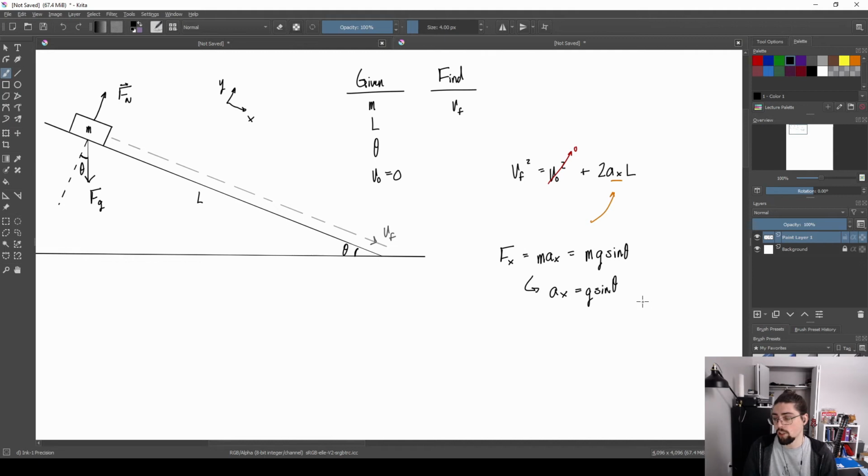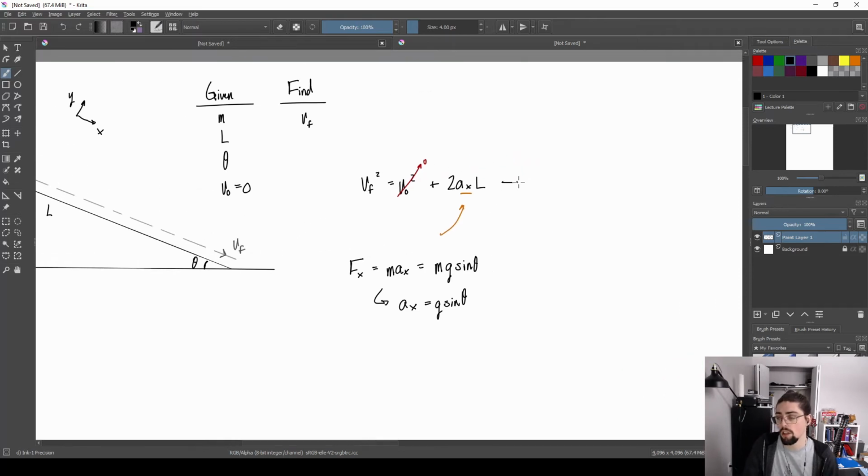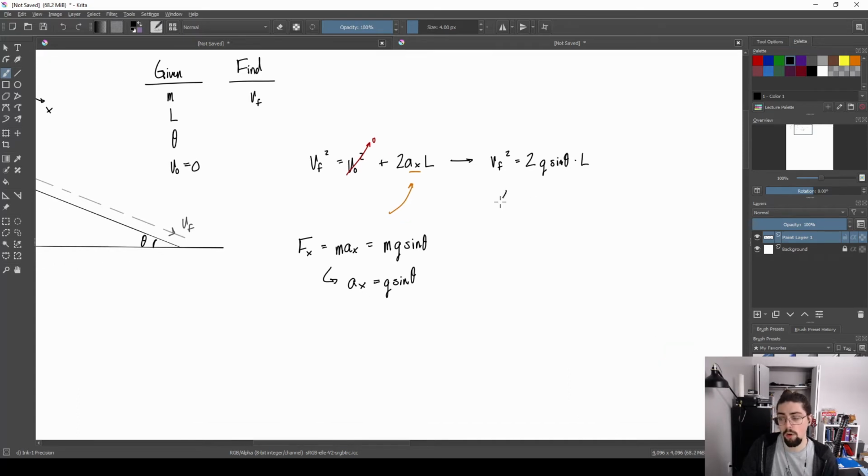Now we have our acceleration. We can go back up to our top equation here, right? We have done our little side quest to find our acceleration. We take this thing, plug it in. Vf squared is equal to 2 times g sine of theta times L. Take a square root of that whole thing, and I'm going to move the L over just so it doesn't look like I've got theta times L. V final should be equal to the square root of 2gL sine of theta. And that's it.